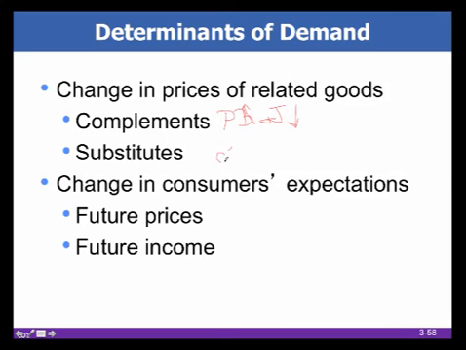Substitutes, on the other hand, this is Coke and Pepsi. Okay, so when the price of Coke rises, the quantity demanded of Pepsi rises, because Pepsi, which was not a good substitute, at least in the minds of some people before, now becomes a better substitute. So when the price of Coke rises, the quantity demanded of Pepsi rises. That's how substitutes work. And then on the opposite, of course, as well. When the price of Coke drops, the quantity demanded of Pepsi drops.